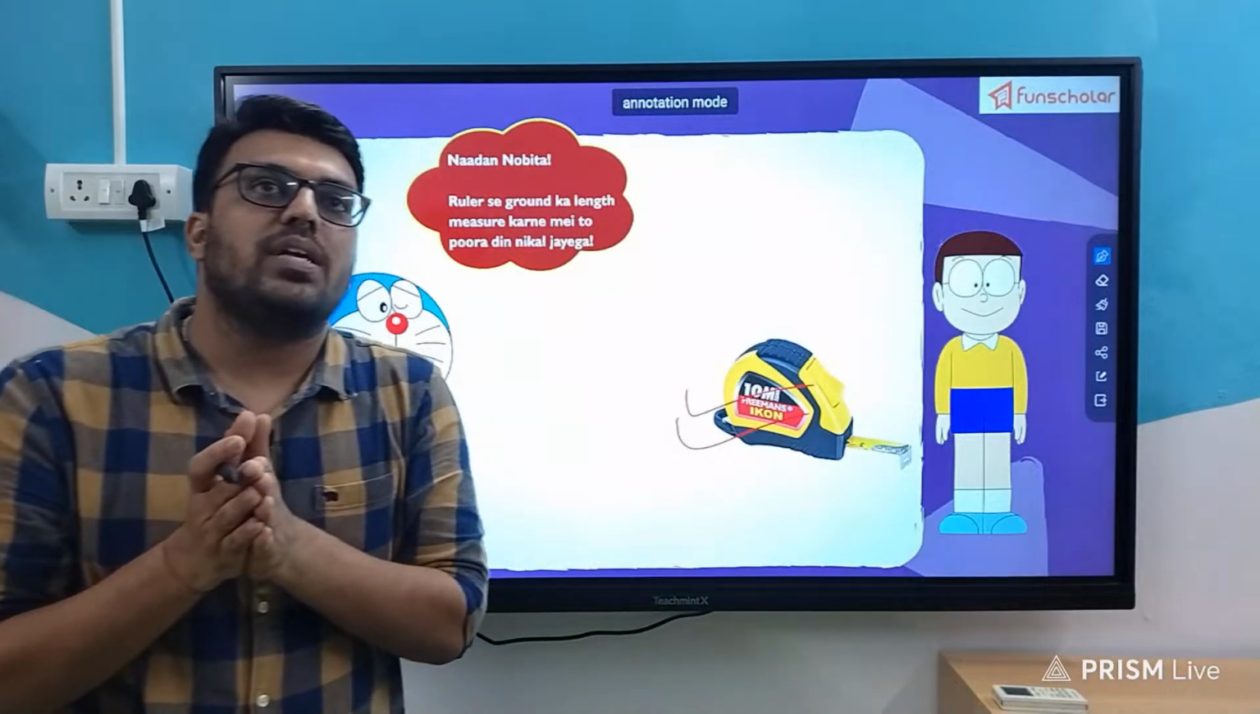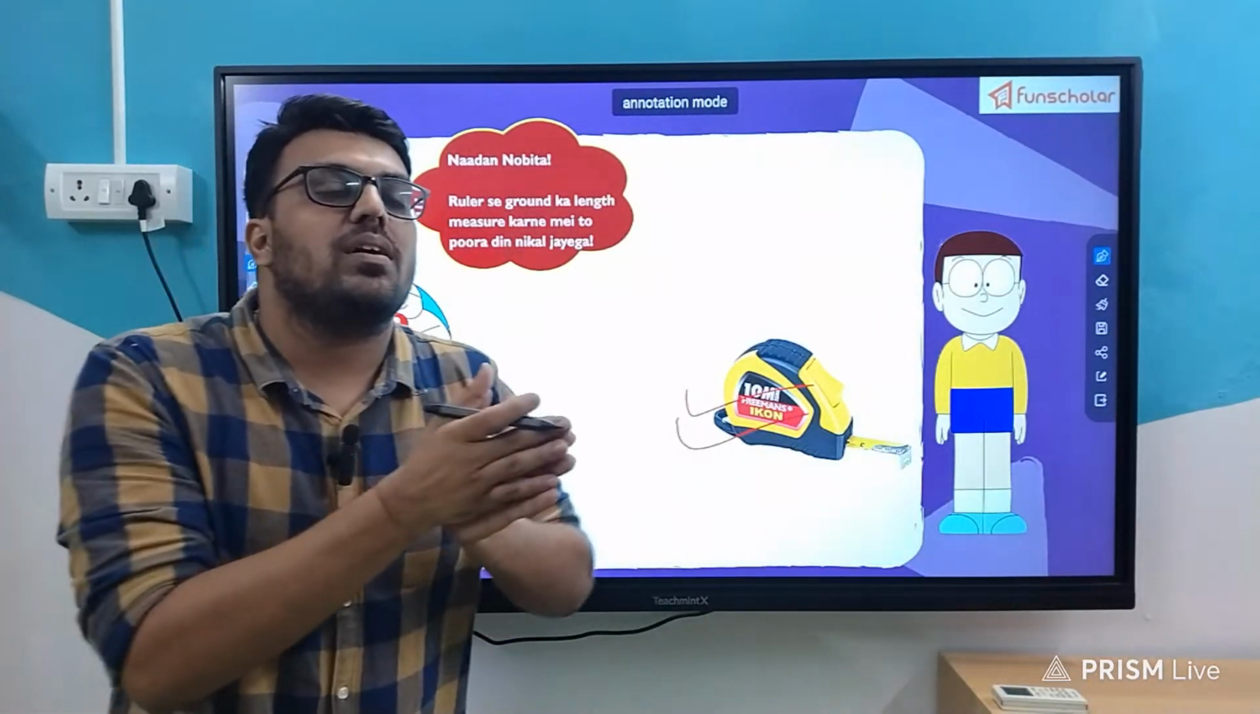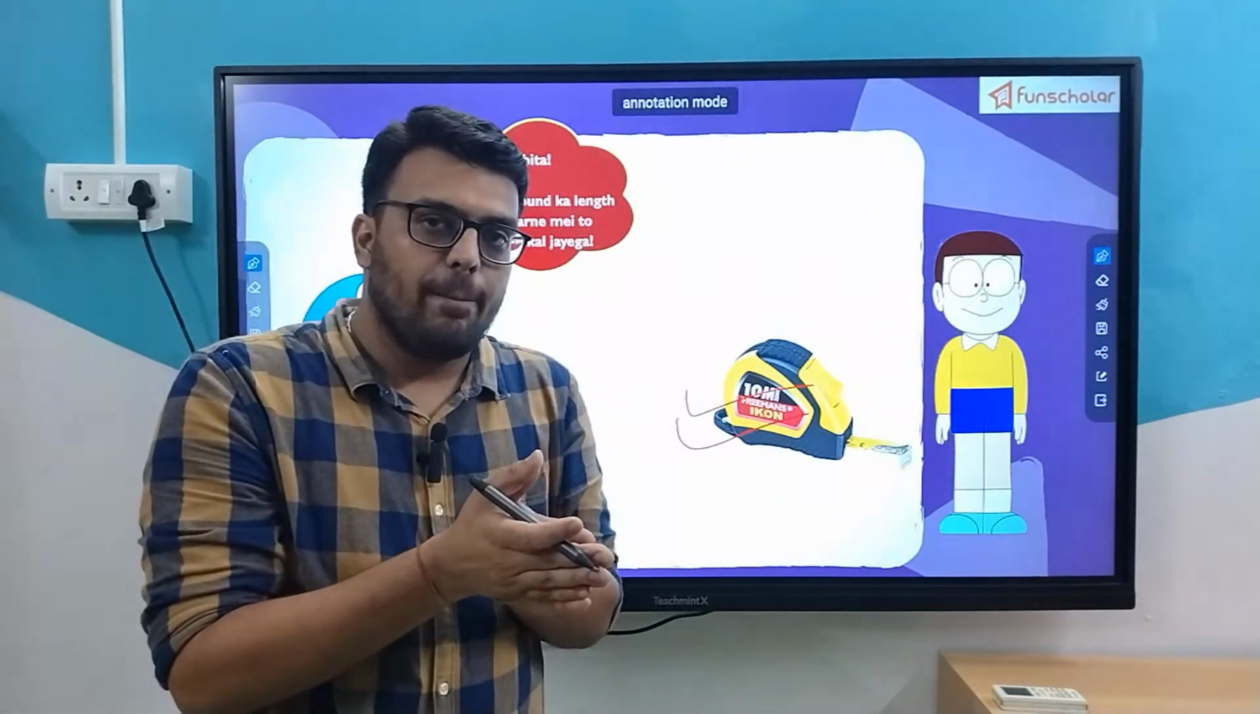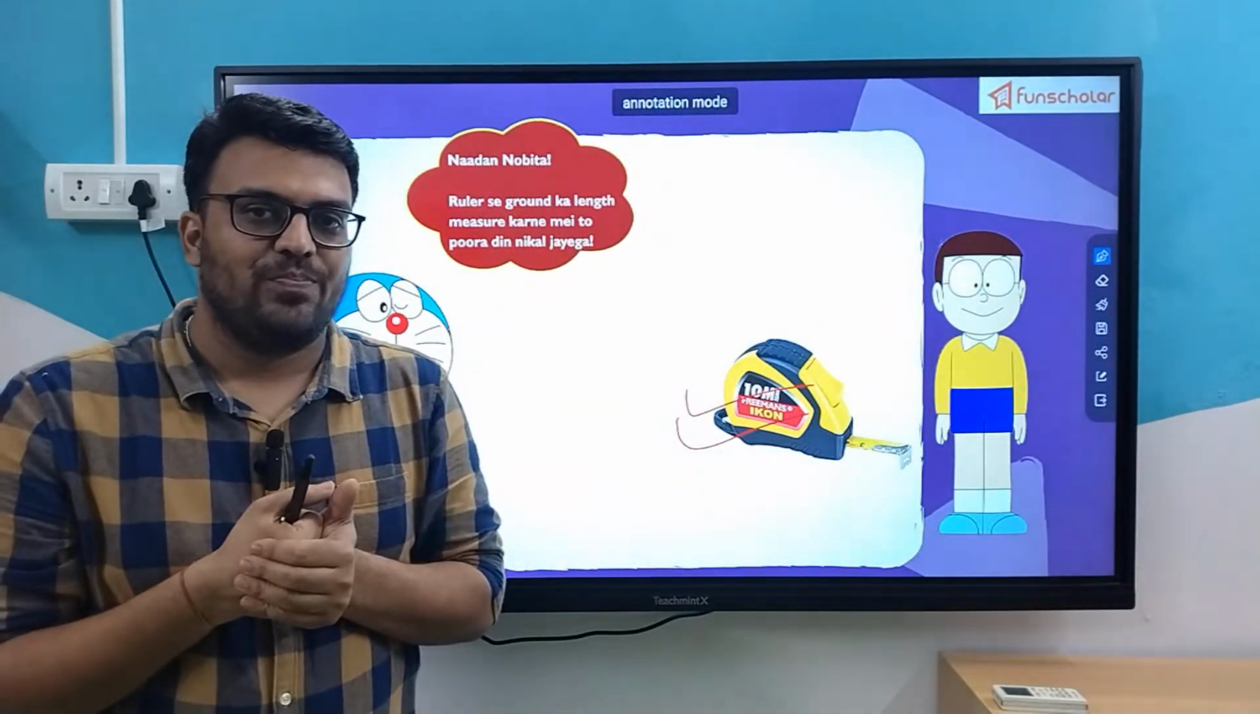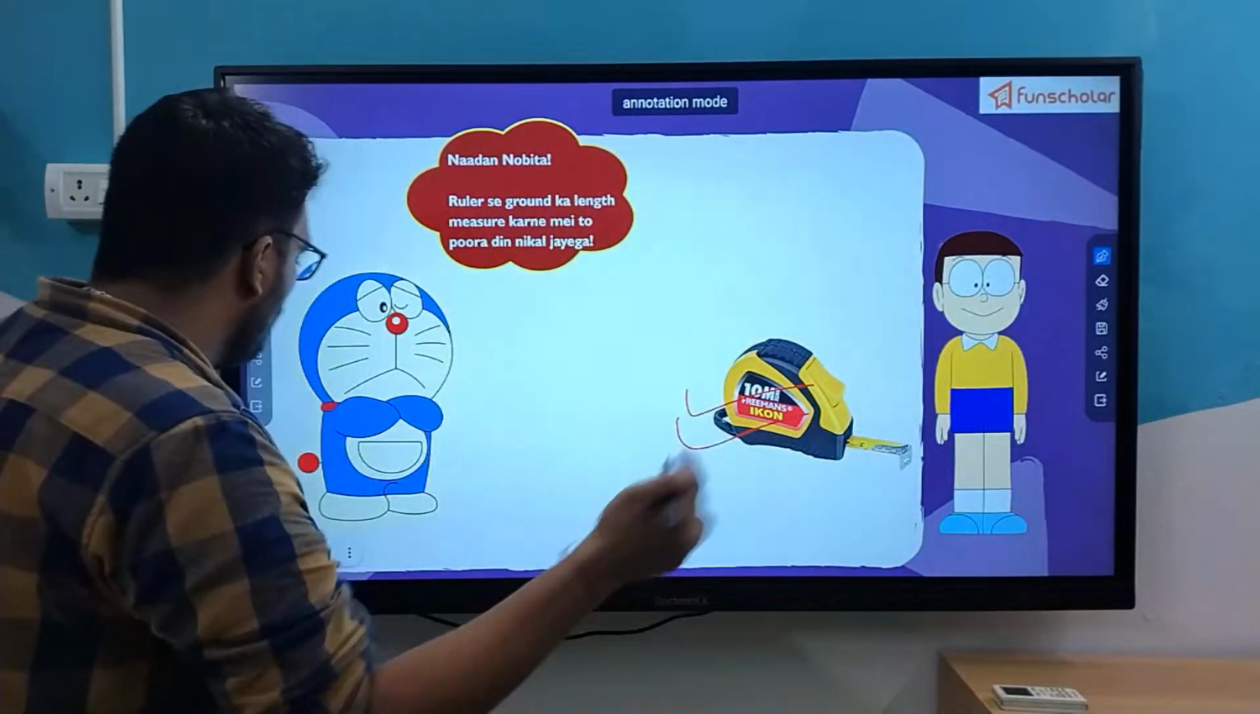And then Nobita uses this and he is happy. So you have understood what is the meaning of the size, of the convenient size. Okay. So this was a very fun example so that you can understand this. Okay. Now let's move to the next part.